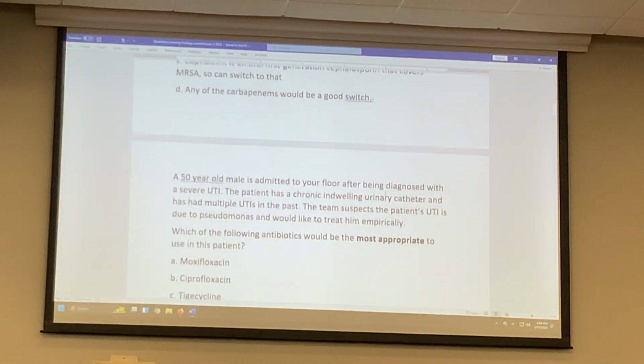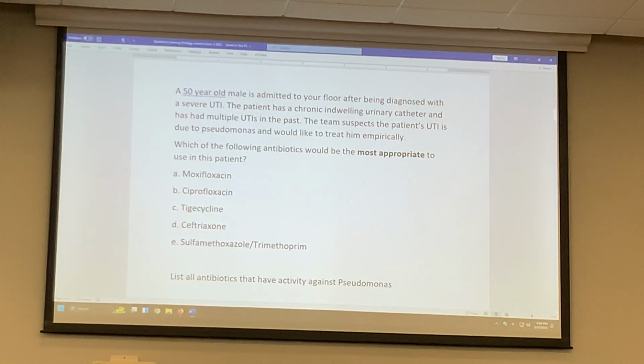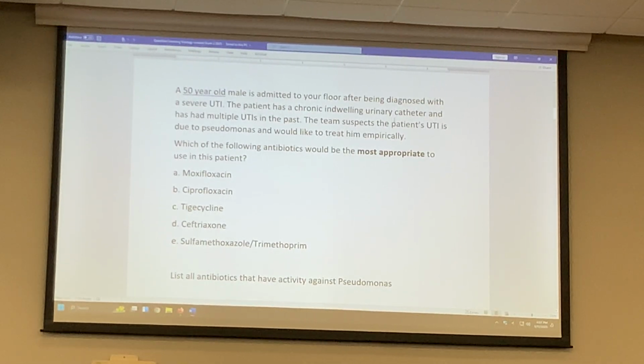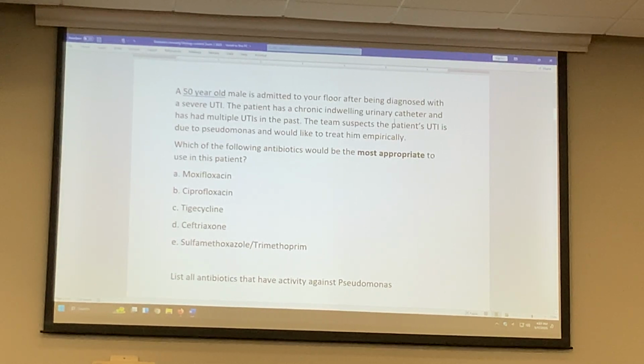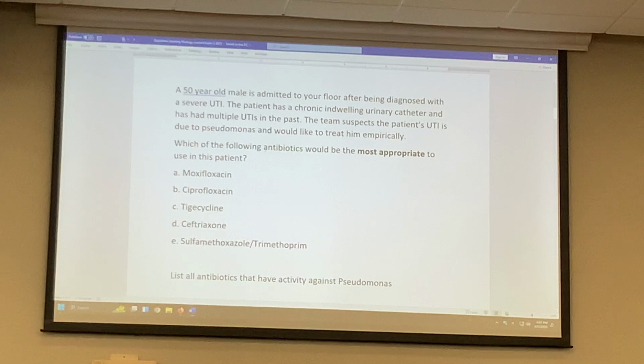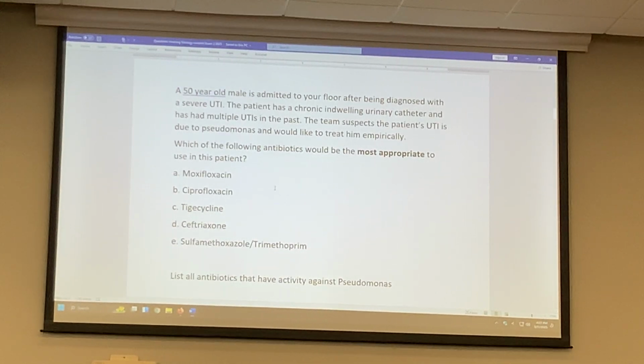Okay, so now we have another patient, a 50-year-old male, who is coming with a severe UTI. The patient has a catheter in place, which is a high risk factor for UTIs, and he has also had several UTIs in the past. The team suspects the patient's UTI is due to Pseudomonas, and they would like to treat him empirically. Which of the following antibiotics would be the most appropriate to choose in this patient?